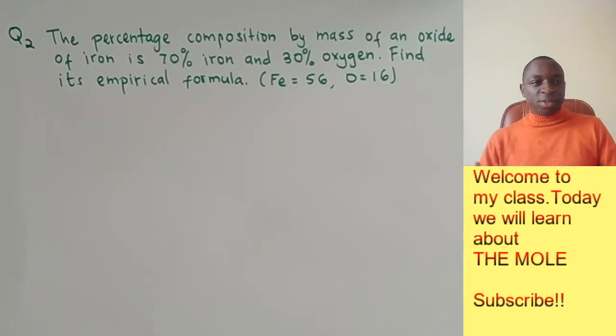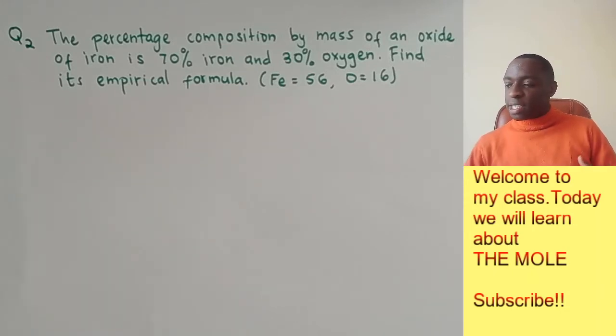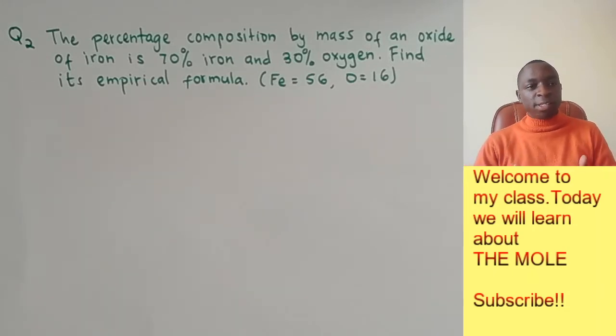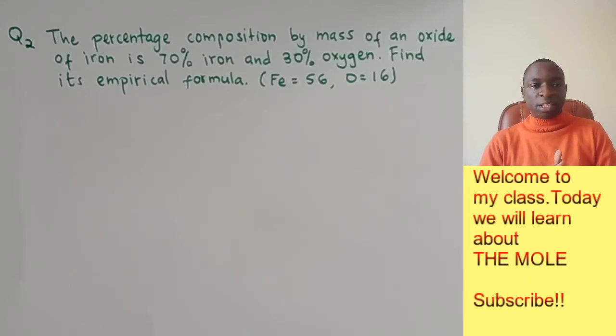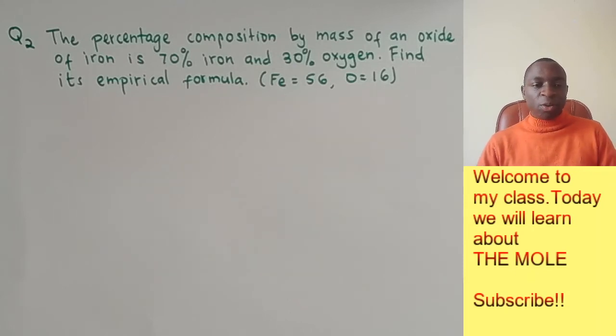All right, so that was an easy one. Let's get to another one as well. This is also going to be very easy. The percentage composition by mass of an oxide of iron is 70% iron and 30% oxygen. Find the empirical formula. Now, from our previous example, you will notice that we need the mass of iron and the mass of oxygen to calculate the empirical formula of this compound.